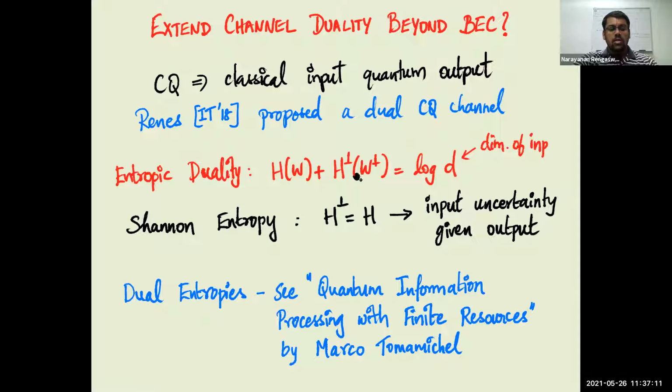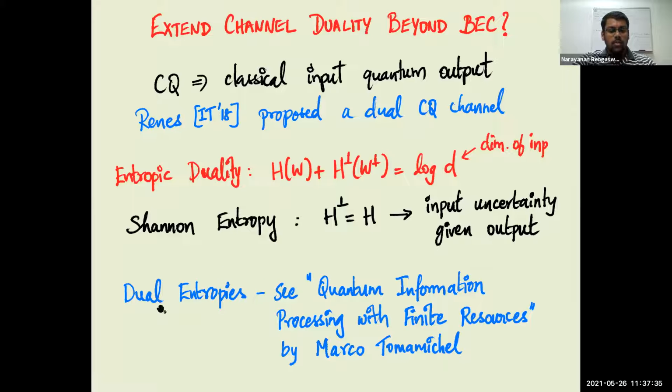He shows that this kind of entropic duality is true. These entropies are actually conditional entropies, the conditional entropy of the input given the output. If you consider the Shannon entropy, the dual entropy is itself, so this H bar would just be H. And the sum of the entropies is exactly equal to the log of the input dimension, which is what was true for the BEC case.